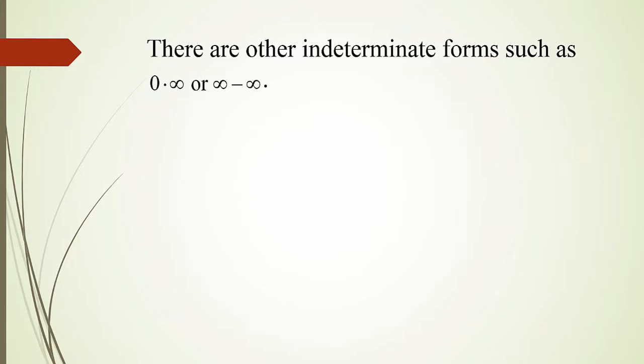0 times infinity or infinity minus infinity, those are 2 other indeterminate forms. They're kind of like the off-brand indeterminate forms, but they're still indeterminate. We don't know what 0 times infinity is. We don't know what infinity minus infinity is. So they are indeterminate forms.